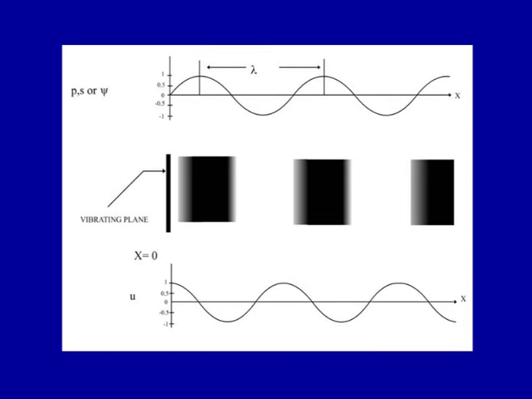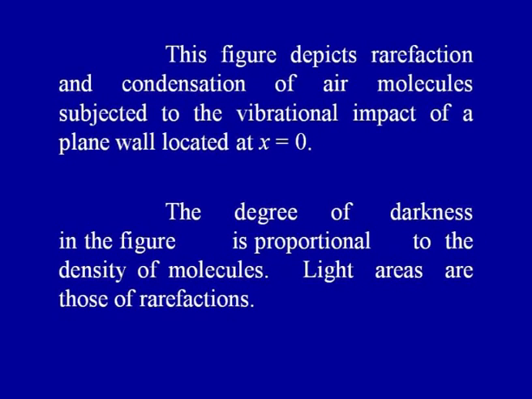Consider this picture. It has three parts: the central portion dealing with the compression and rarefactions, and then there is a variation of density, pressure, and amplitudes with distance, and in the bottom, where the variation of the particle velocity is given. So, as I said, this figure depicts rarefaction and condensation of air molecules subjected to the vibrational impact of a plane wall located at x equal to 0.